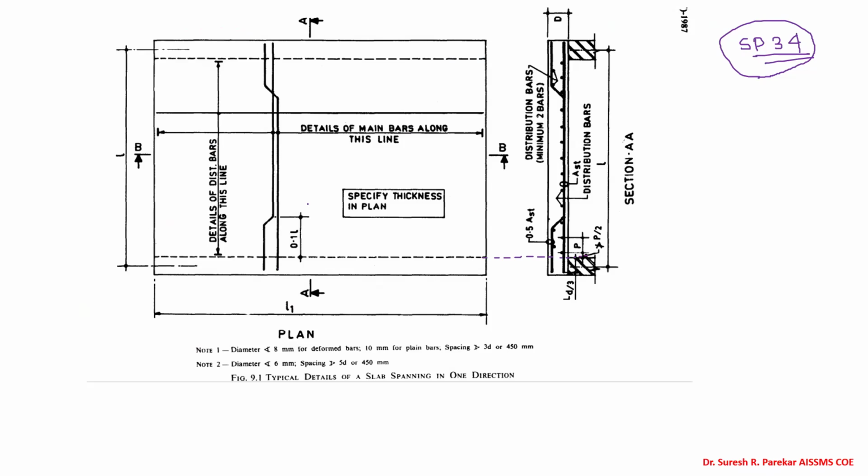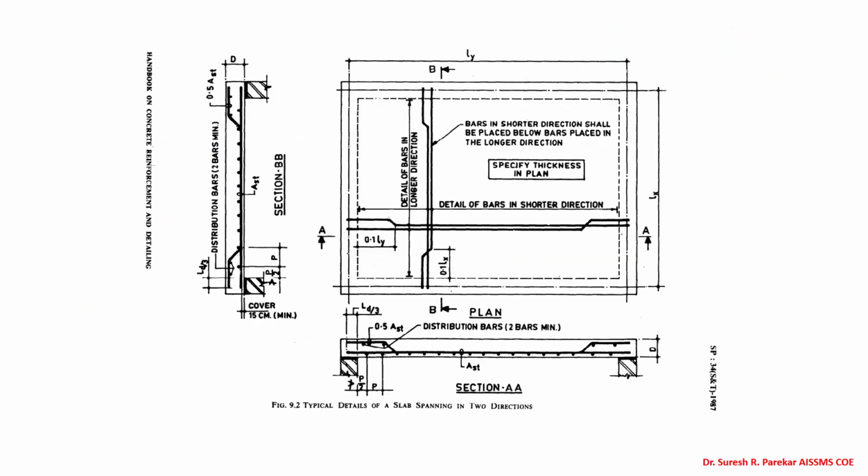Now here we have simply supported. So you can see alternate bars. First this bar we have bent up on this side. Second bar we have bent up on this side. So the bar bent up on this side is straight on the other side, and the bar bent up on this side is straight on the other side. So that is shown over here in your SP34. This same we have used.